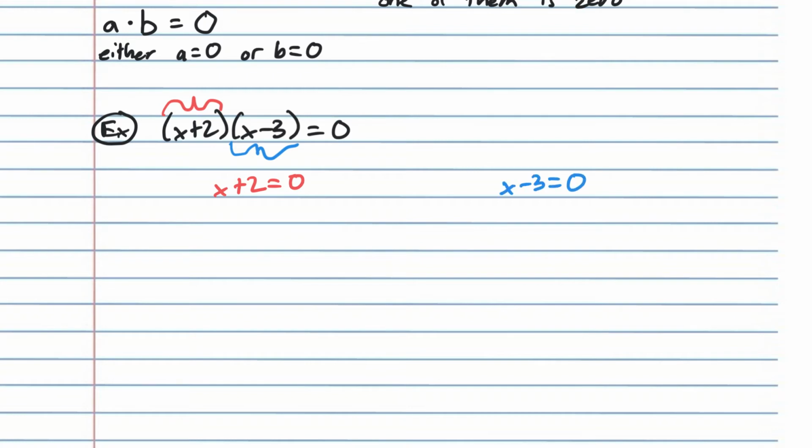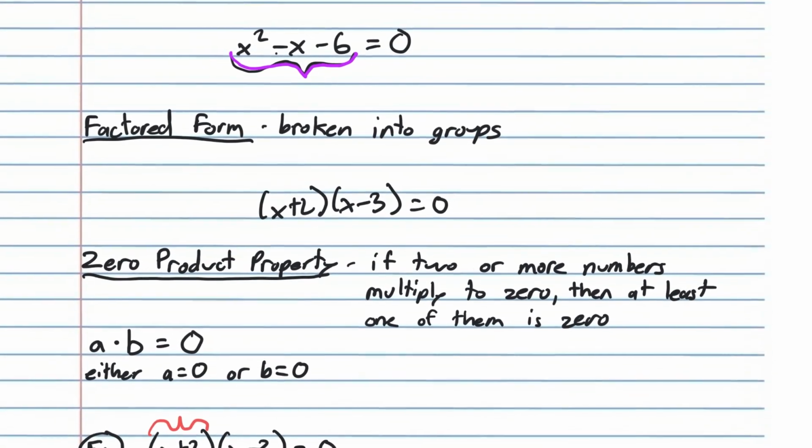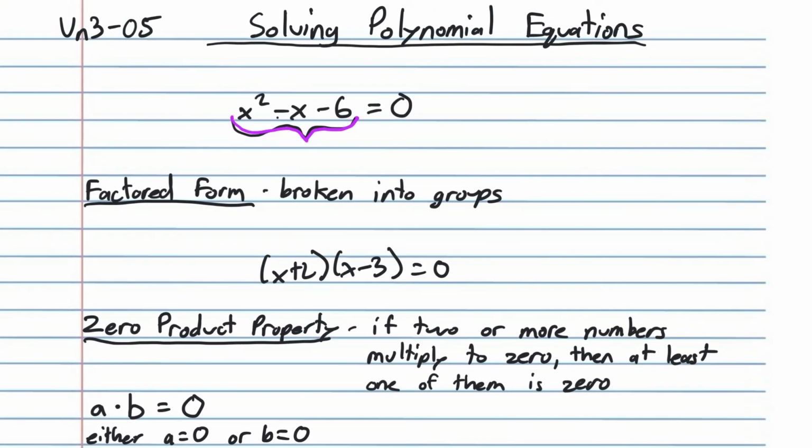And what this is going to do is give us two answers, which is what we expect. Another idea which we'll get into later: in the original question, we talked about degree. This is a degree 2 equation, so we should expect 2 answers. That's a general rule of thumb.